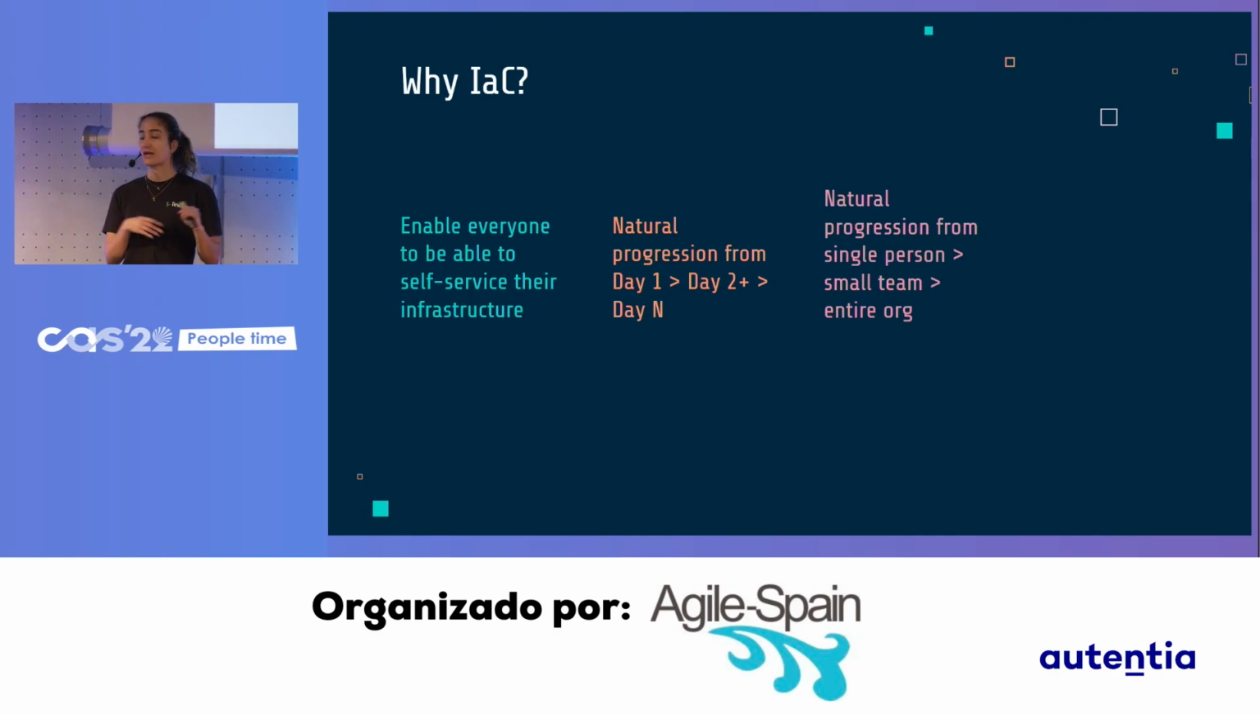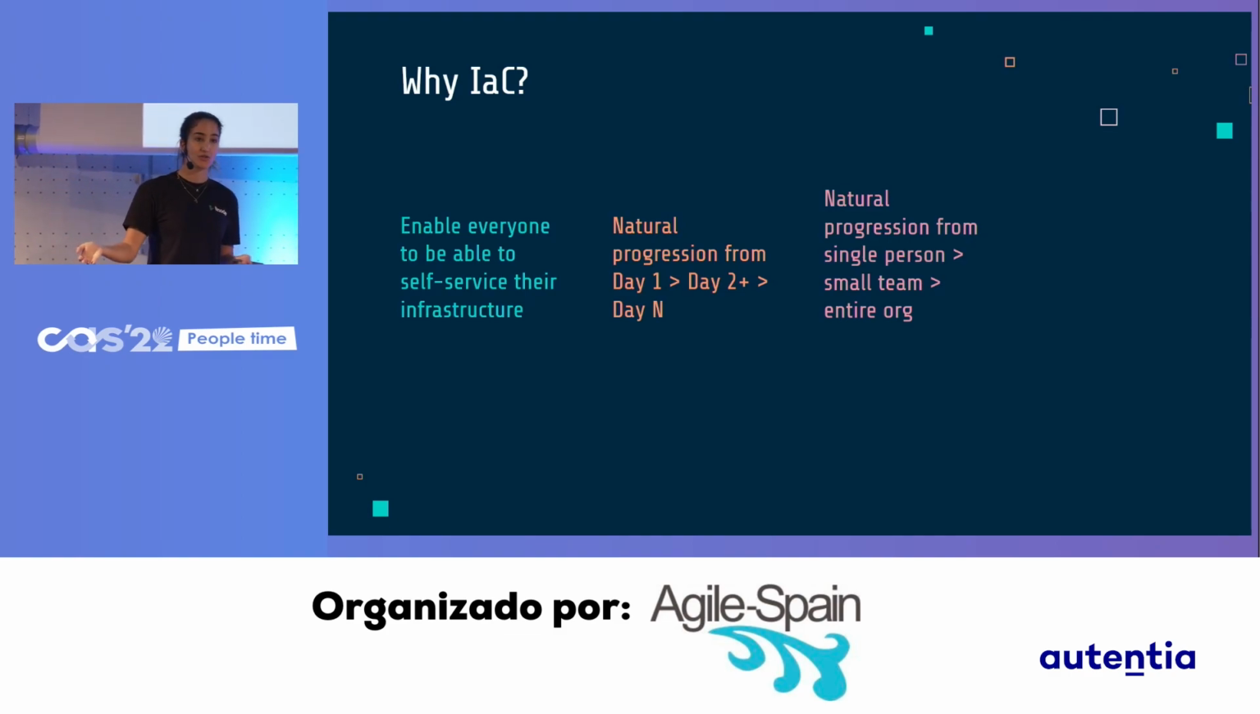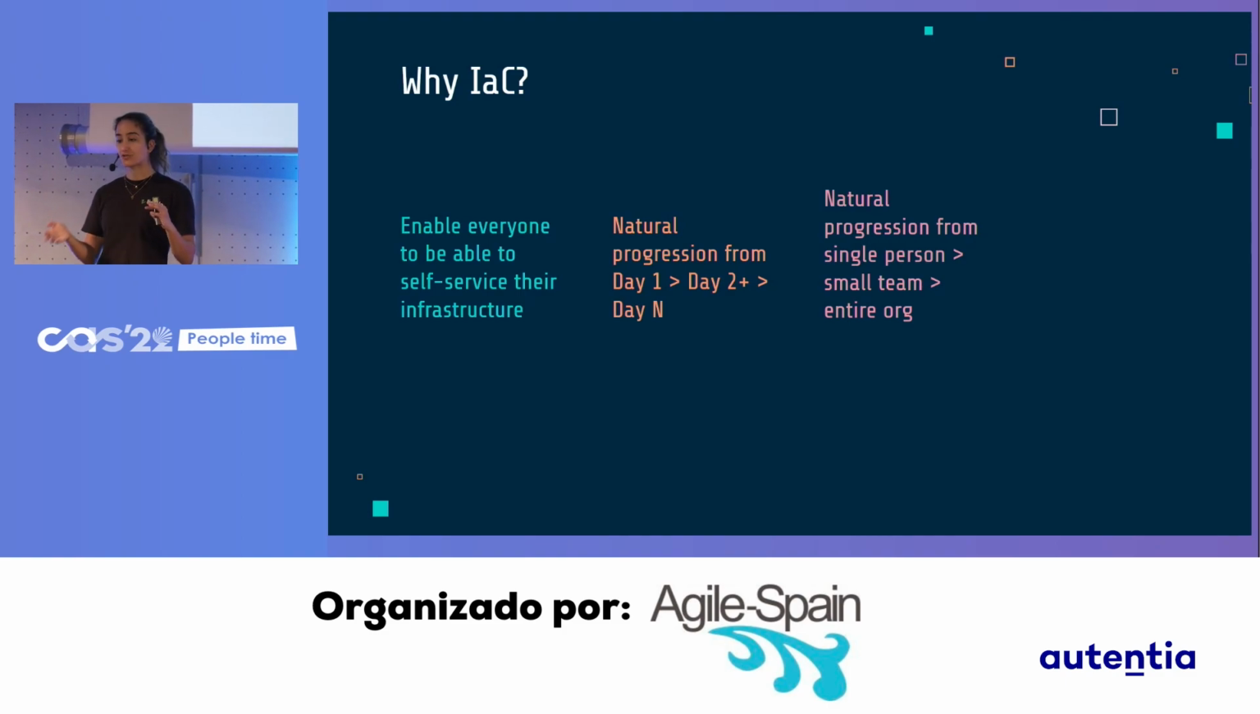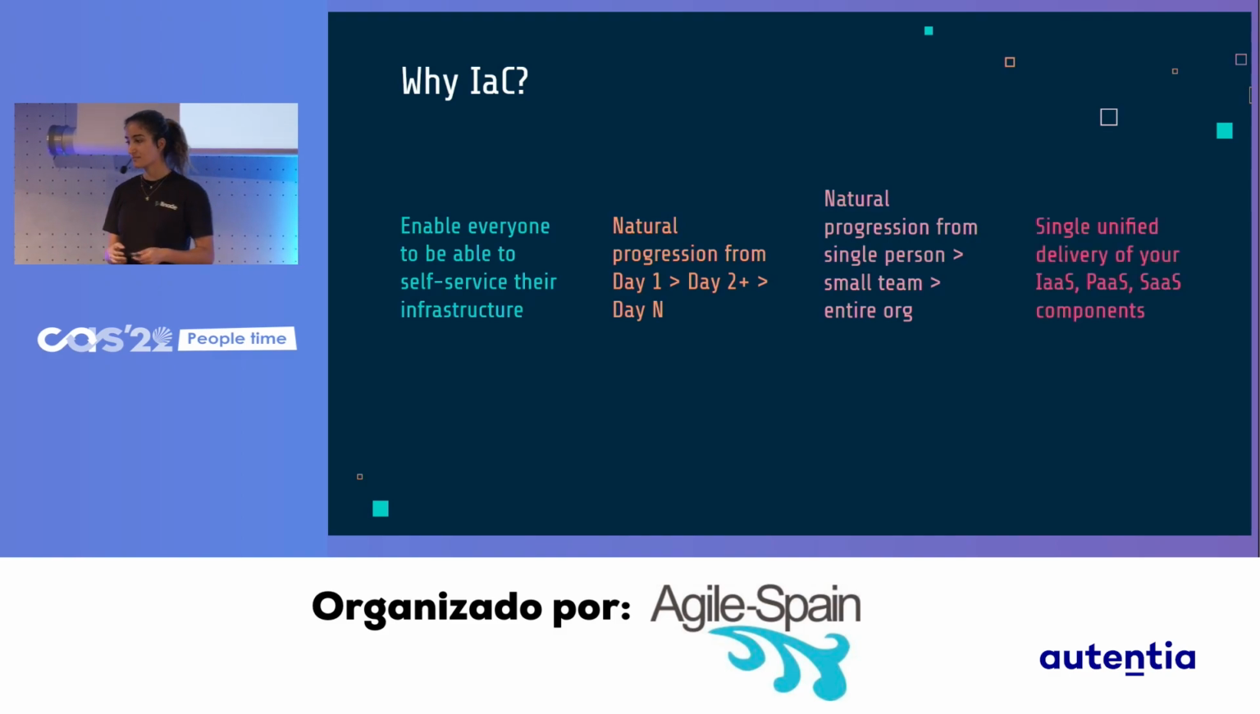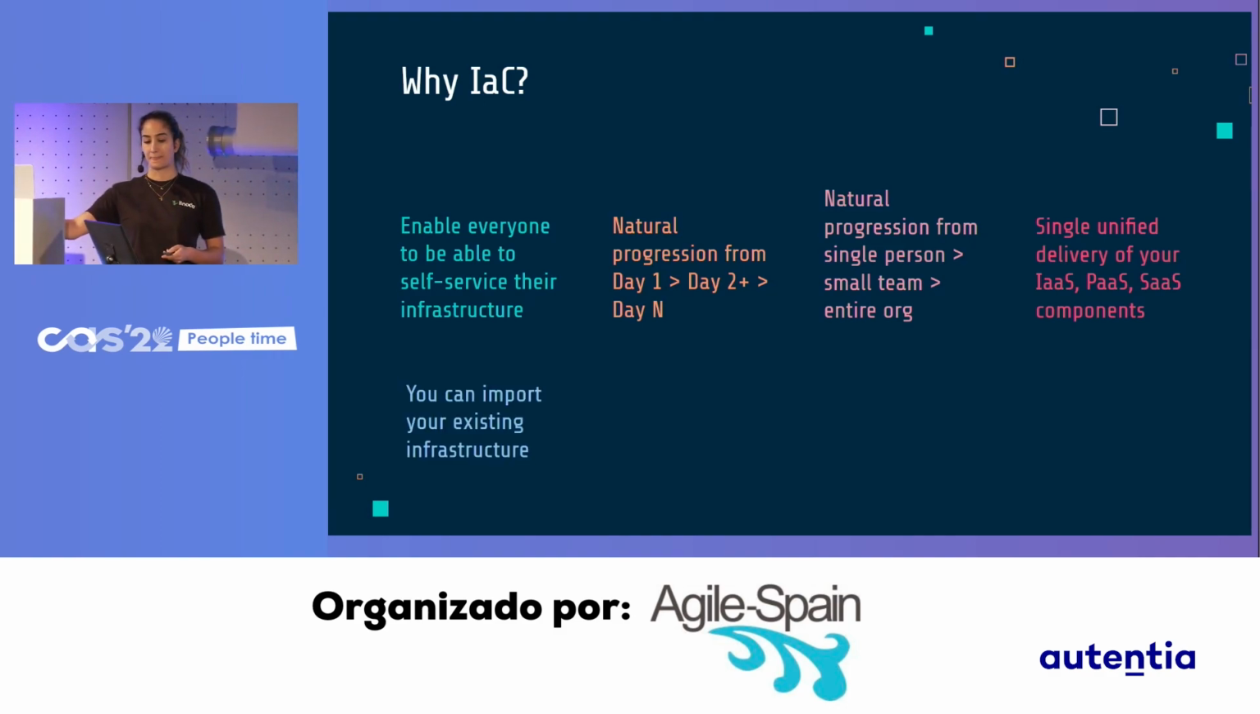You also get this natural progression from day one to day two to day n, where your processes don't change throughout time. So as you're editing these configuration files, you're evolving your infrastructure over time. You have this natural progression that's evolving your application. Your complexity is increasing or decreasing. And then you also have this natural progression from single person to small team to entire organization, and you have the flexibility to use things like modules where you don't necessarily need every single person on the team to know every detail about what's happening in the back end. And you have a single unified delivery of all of your tools all in one place, so you get this really holistic overview of what's going on in your application. And you can also import your existing infrastructure, and you can do things like multi-cloud.